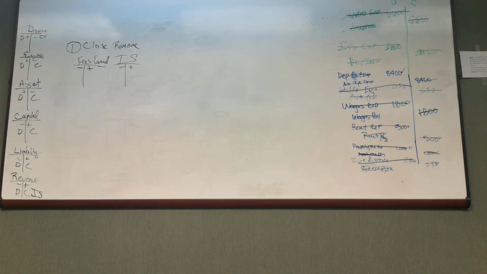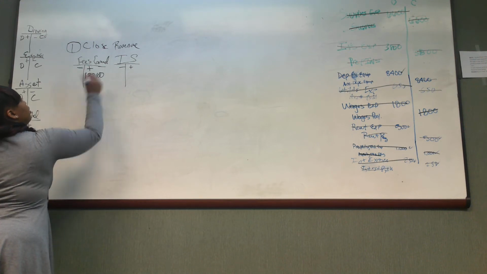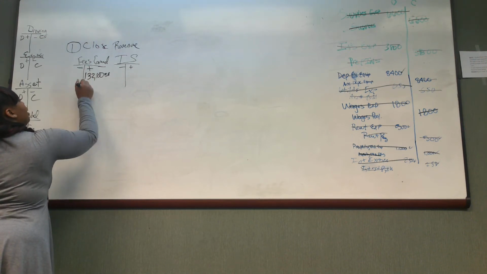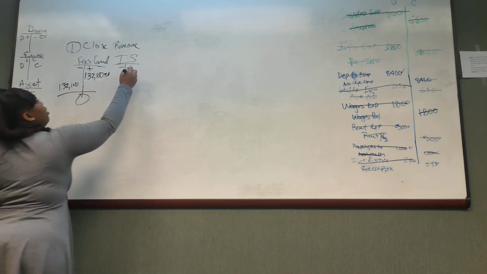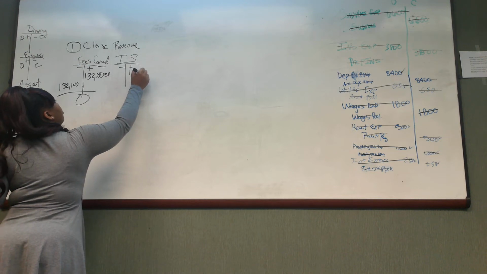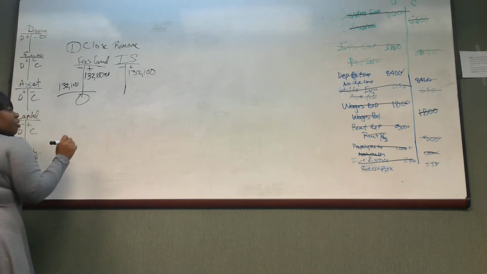Okay, so the balance for construction fees earned is 132,100, and I need to close it. I'm going to do a debit of 132,100, now my balance is 0. And a credit of 132,100 to income summary. Okay, so next we have to close all of our expenses.